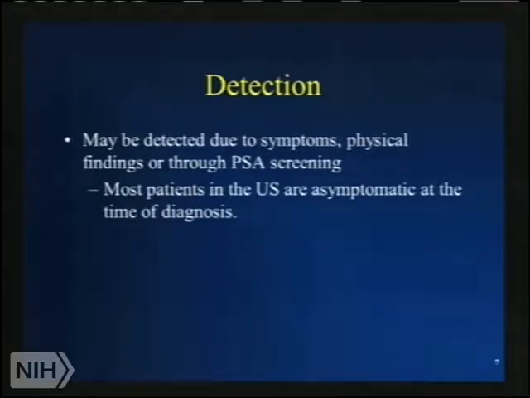So detection. Prostate cancer can be detected based on one of 3 things. You can be diagnosed based on symptoms. Fortunately, in the United States, that is not usually what happens. Symptoms happen, as I showed you before, really late in the disease course. So most patients diagnosed in Western countries are not diagnosed based on symptoms. They're mostly diagnosed based on either PSA screening or digital rectal examination. So what do I mean when I say digital rectal examination?